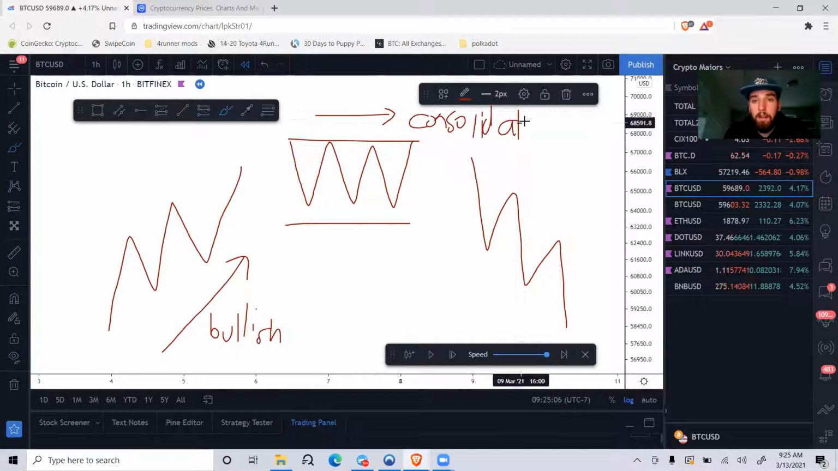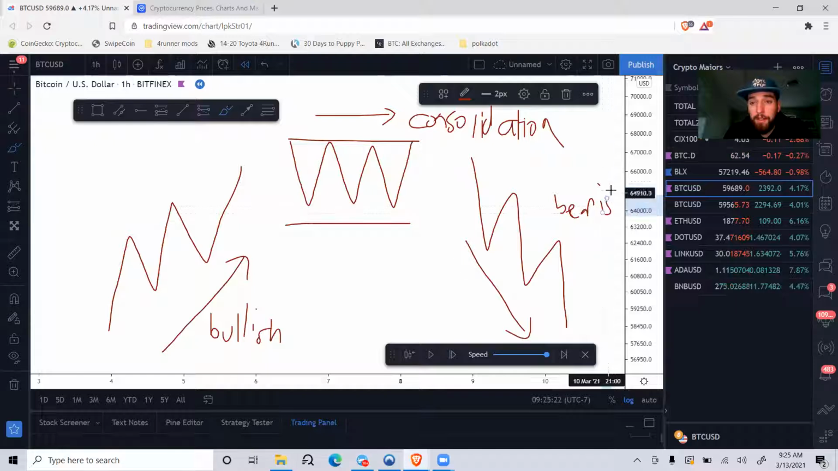Consolidation. And then finally, when the market's moving downwards in a wave, we would call that bearish, as when the market is bearish. You might have heard these terms before in the market, bearish and bullish.